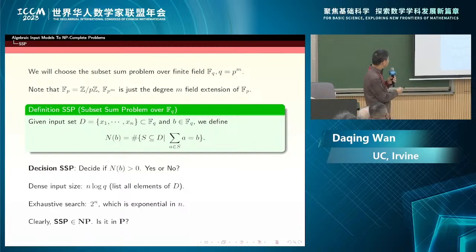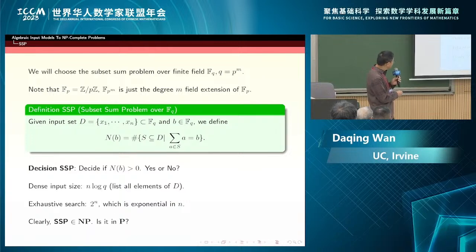Of course, to solve this problem trivially, if you want to use exhaustive search, you try all possible subsets of n elements. That's 2 to the n. So you try all of the 2 to the n possibilities, and for each subset you check whether it's equal to B or not. This is obviously an exponential time algorithm. It's exponential in n, whereas polynomial means polynomial in n and log q, and this 2 to the n is exponential in the input size in general.